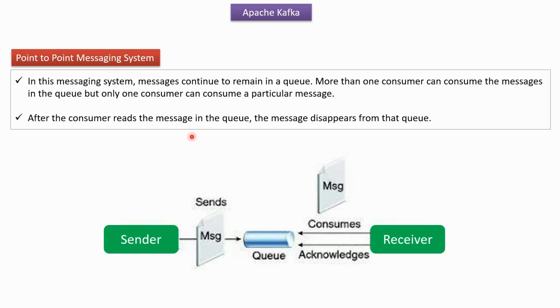Point-to-point messaging system. Here you can see the queue, the sender, and the receiver. The sender or producer sends a message to the queue, and the receiver or consumer consumes the message from the queue and acknowledges back. In the point-to-point messaging system, messages remain in a queue, and more than one consumer can consume messages from the queue, but only one consumer can consume a particular message. After the consumer reads the message from the queue, the message disappears from that queue.